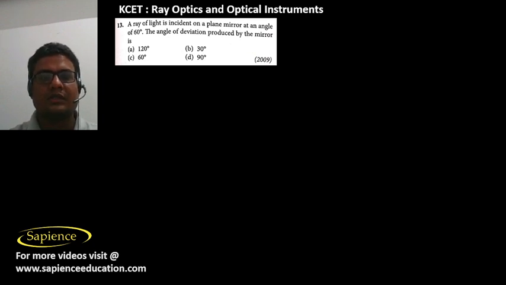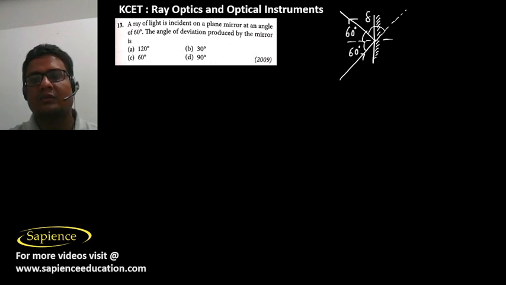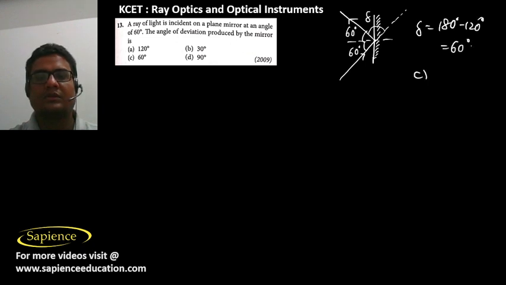And in question number 13, it is told a ray of light is incident on a plane mirror at an angle of 60 degrees. The angle of deviation produced by the mirror, that is how much? So the angle of reflection also will be 60 degrees. So this will be the angle of deviation. The angle of deviation delta will be equal to 180 minus 120, which is also 60 degrees. So option C is the correct answer.